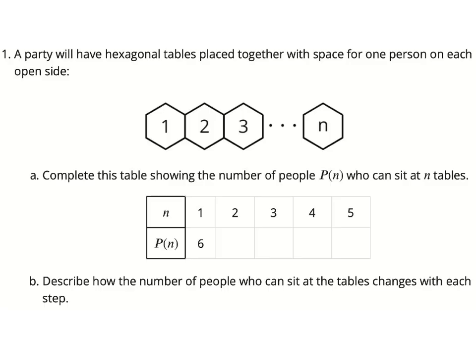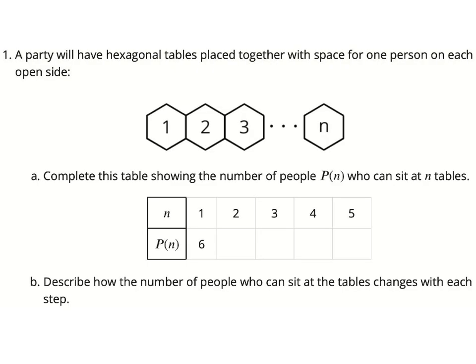Okay, a party will have hexagonal tables, that means six-sided, placed together with space for one person on each open side. All right, so the first table has six sides, but what happens when you have table 2, you have to leave this side open and this side open so you can add another table. So we can only add 4 people. That's what's kind of weird.